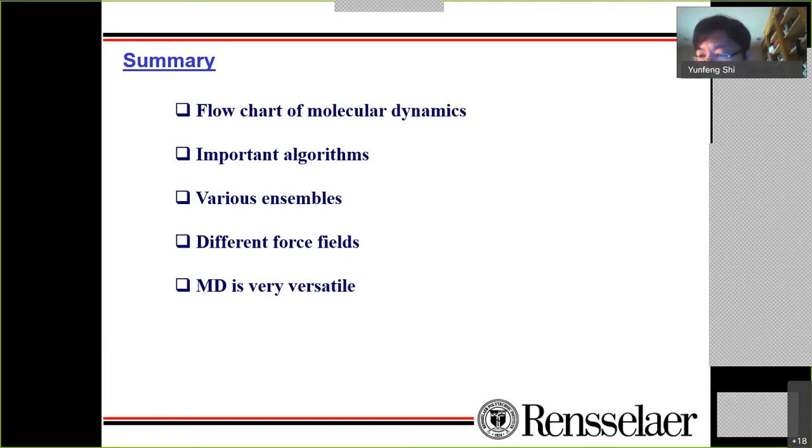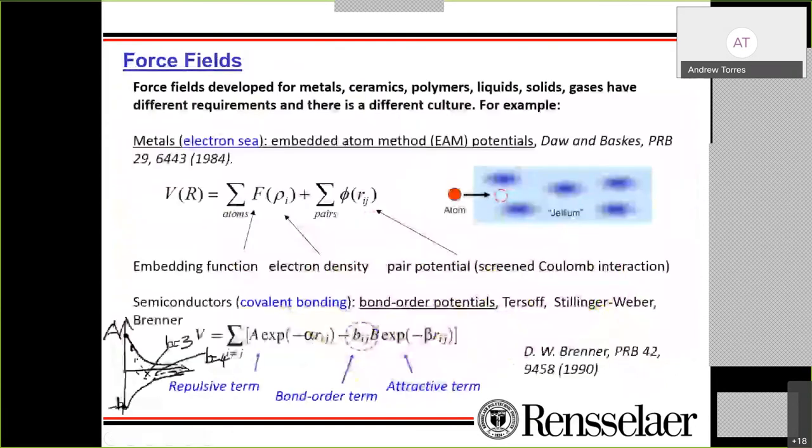So any questions before we move on to the tutorial, some kind of hands-on activity? I have a quick one. Yep, go ahead.